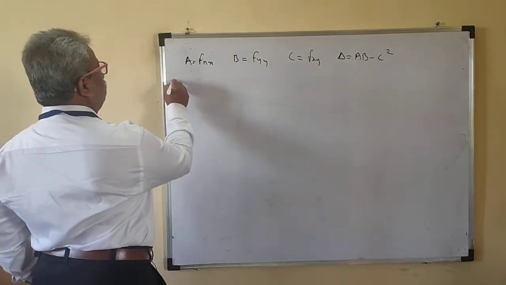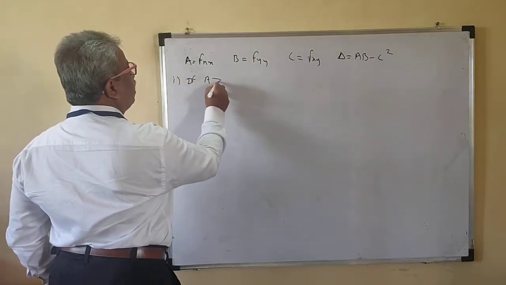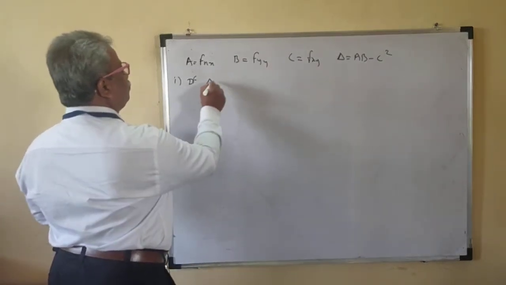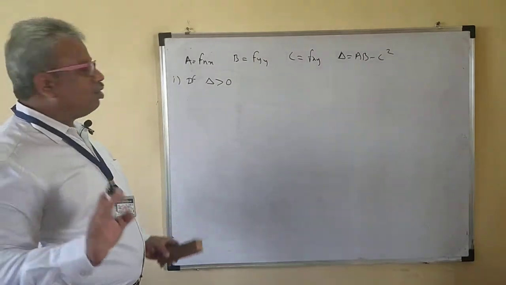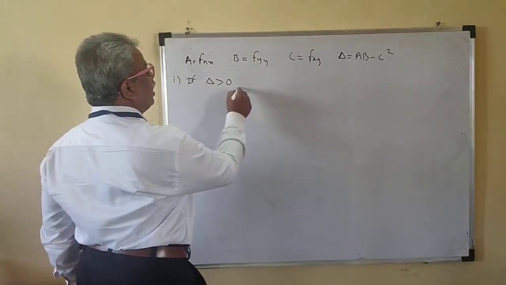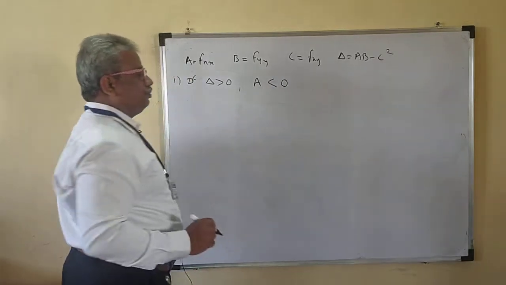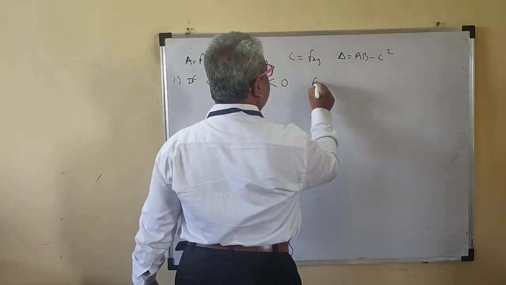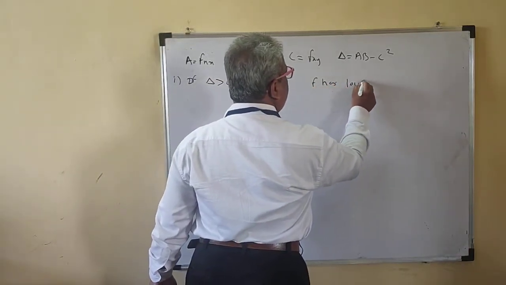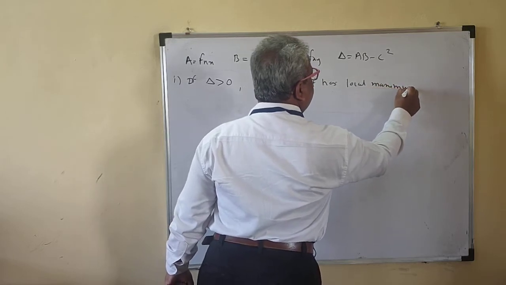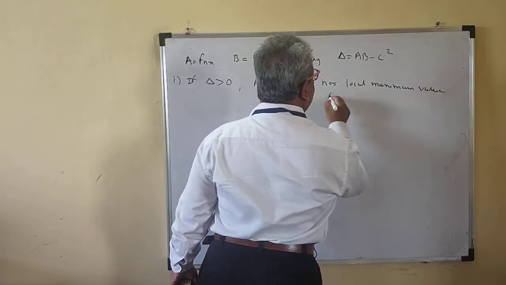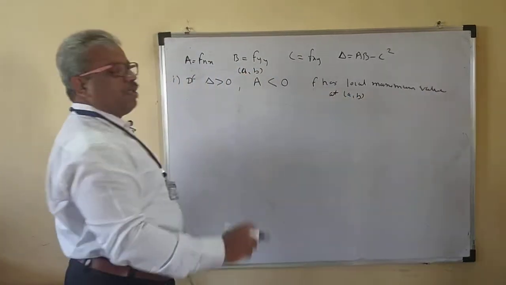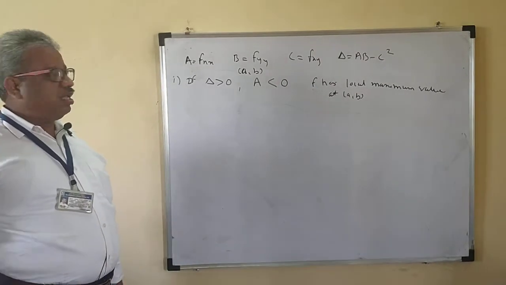Okay. So first, delta should be greater than 0. If delta is greater than 0, then look at A. If A is less than 0, that is, if your delta is greater than 0 and A is less than 0, then f has a local maximum value at (a, b). Suppose (a, b) is your stationary point, or it is called a critical point.